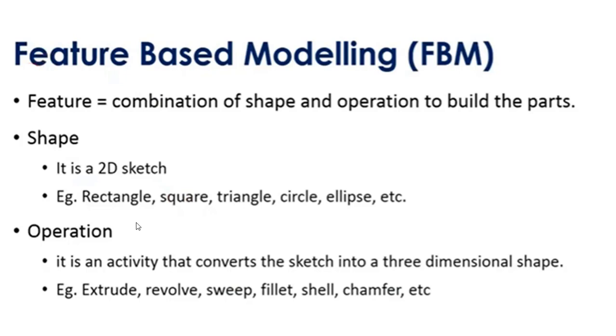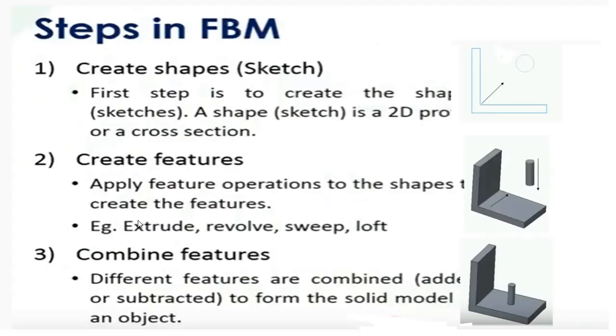Now we will understand feature based modeling with the help of simple steps and an example. Basically these three steps are required in feature based modeling. The first step is to create the shape, or you can say sketch. The shape is a 2D profile or cross section. Suppose we have created 2D profiles here. This is the first profile and this is the second profile.